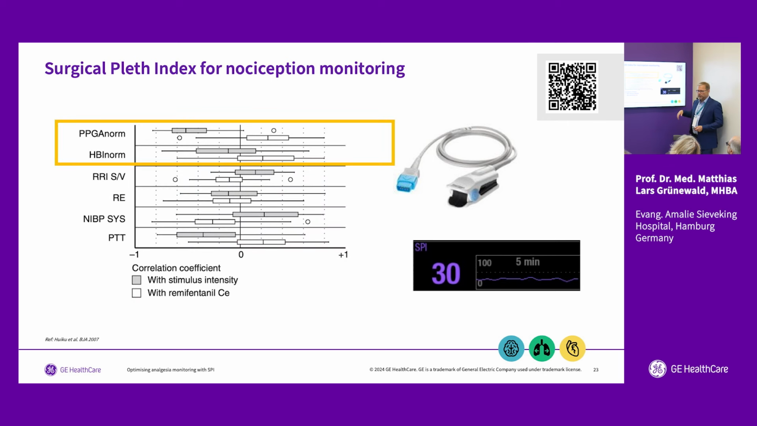When this was developed, the researchers, we just talked about him, Matti Huiku was the first author in this study. They looked at different monitoring devices and asked whether they can separate stimulation effects, doing TIVA, and they saw the remifentanil effect. They looked at stimulus intensity, and they came out with these simple parameters called the surgical pleth index, which included the pulse amplitude, which increases when you have a cardiovascular effect and activation, and the heartbeat interval.